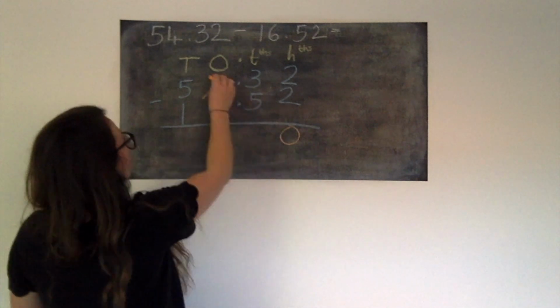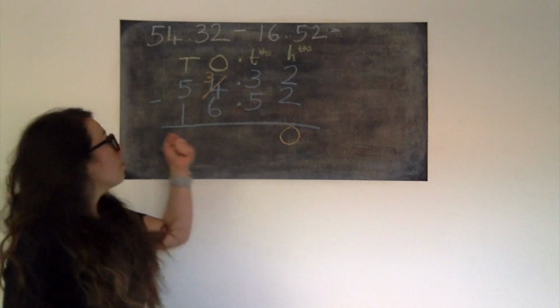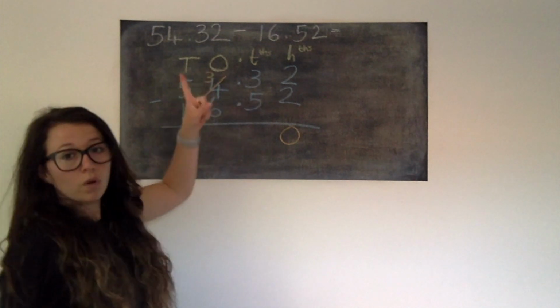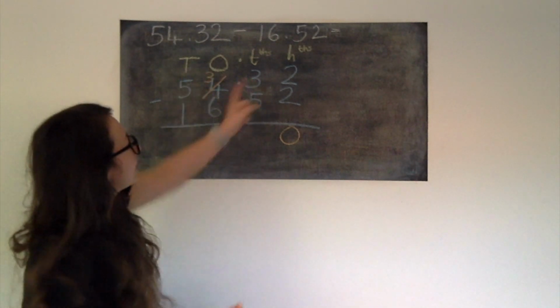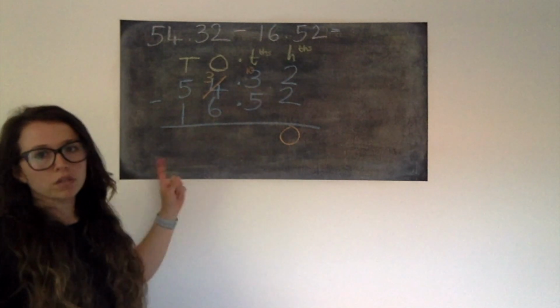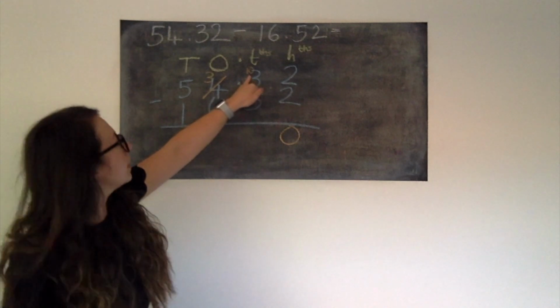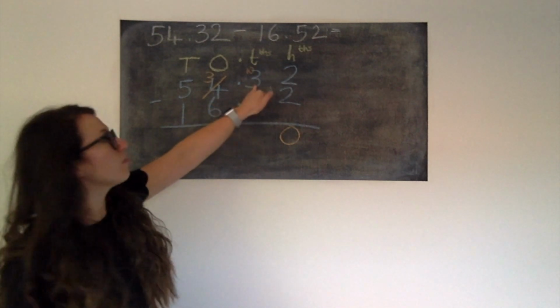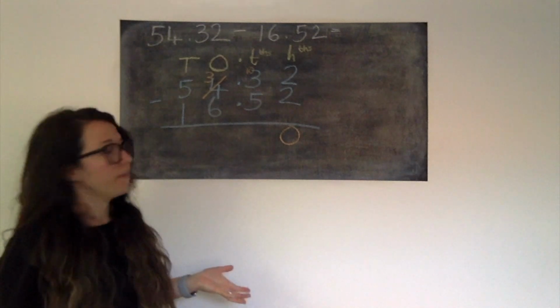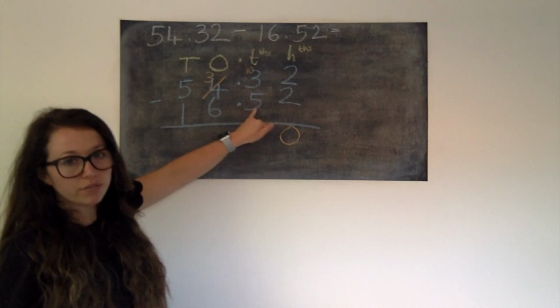So I'm going to get rid of one of those ones, so I'll have 3 ones left. And I'm going to exchange my one single one for 10 tenths, because 10 tenths is the same as 1 whole. So now I've written 10 there, just to make this clear. So 10 tenths plus my 3 tenths gives us 13 tenths. So now I do 13 tenths, take away 5 tenths.